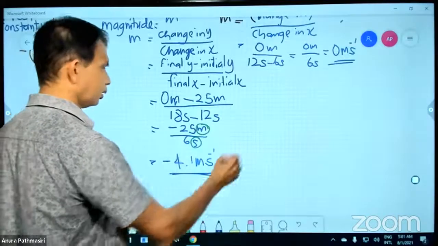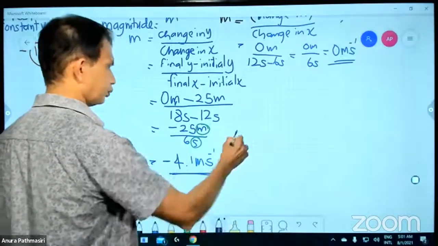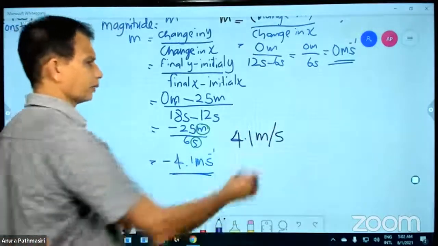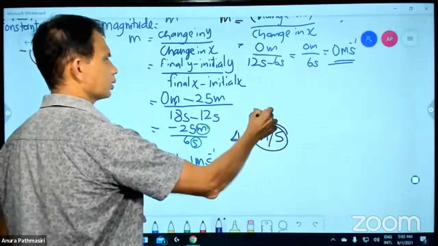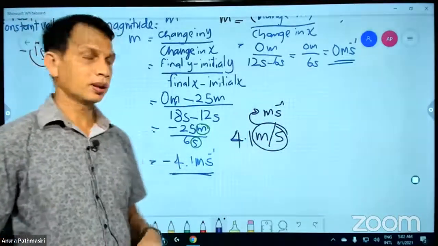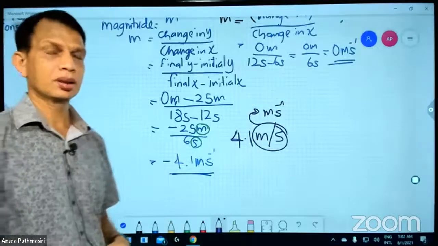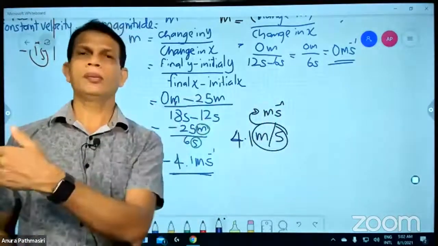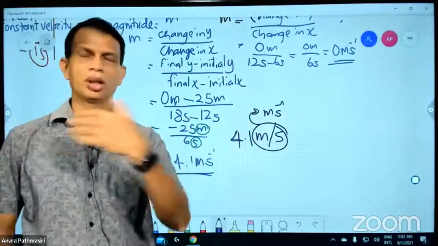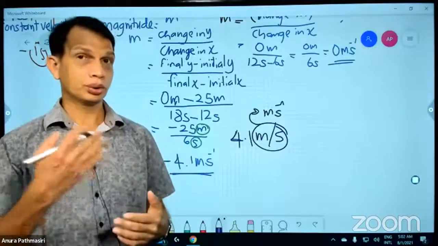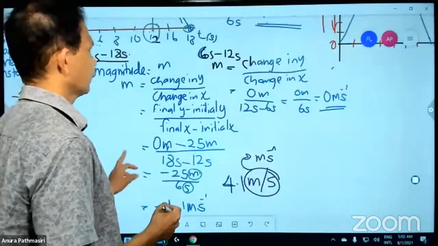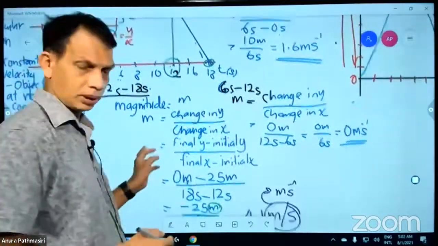You can write the answer like this, 4.1 meters divided by second, and this one is indicated as meters per second likewise. So the value takes negative means the velocity is to the opposite direction. It's constant velocity and it moves to the opposite direction with the uniform velocity. And that's all about that part.